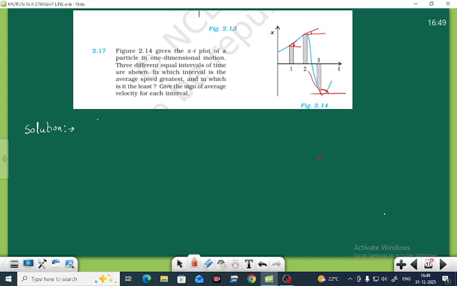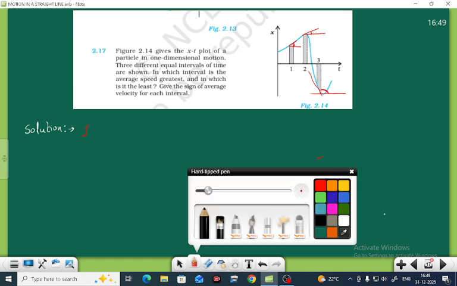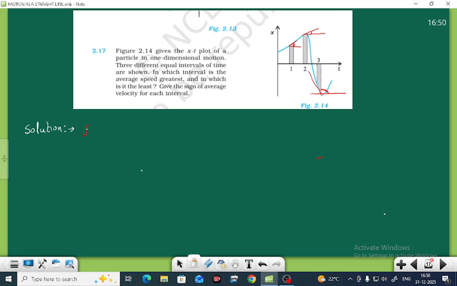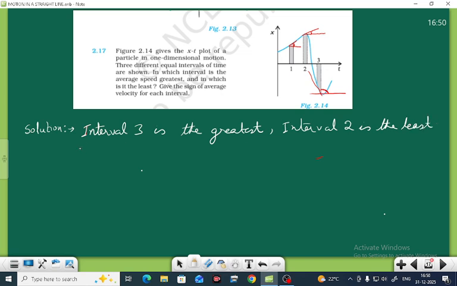In each case, by default, interval 3 is the greatest. We are getting that interval 3 is the greatest. You can see from the figure also. Interval 3 is the greatest, and interval 2 is the least. You can find it also from the graph.